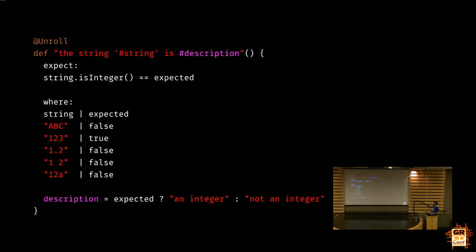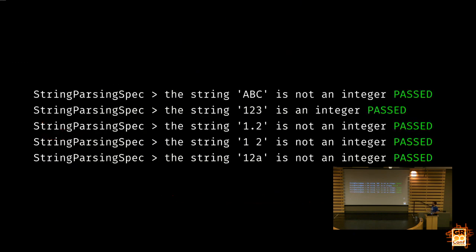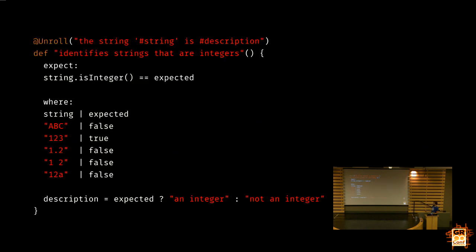So now let's look at the output we get from here. Here I've even moved it up to the unroll annotation itself. And again, use the general case language in the method name. And here's an example of the output, and I think it reads a lot better. So the string ABC is not an integer, the string 1, 2, 3 is an integer, and so on. Just easier to read, right? That variable is never used anywhere except in that unroll annotation.